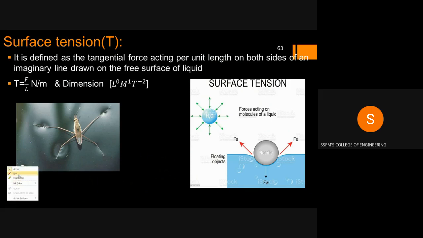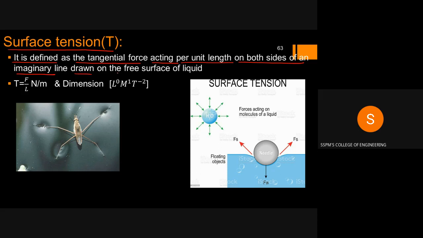Now the next concept in the properties of the fluid is the surface tension. So what is the surface tension? It is defined as the tangential force acting per unit length on both the sides of an imaginary line drawn on the free surface of the liquid. Mathematically, surface tension is given by T is equal to F upon L, where F is the force acting on the imaginary line and L is the length of that line.